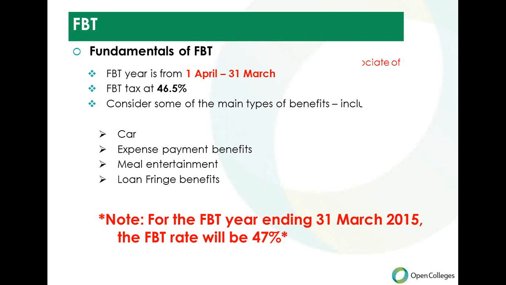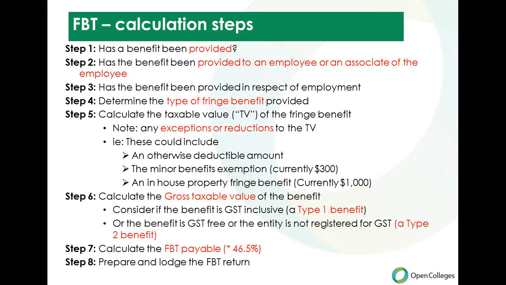Now, very simply, when it comes to FBT, it's always important to work through some steps. Before you get into the calculation itself, you look at points 1, 2, 3 and 4, which are the theory behind FBT. The first question to always ask is, has a benefit actually been provided? The second step is, has the benefit been provided to an employee or an associate of the employee? Remember that if it's your husband or wife, or even a child potentially, they're an associate of the employee, but it is the employee who has the fringe benefit consequence. But you can certainly, for example, package a car for your partner as well. Has the benefit been provided in respect of employment? And then finally, determine what type of fringe benefit was provided.